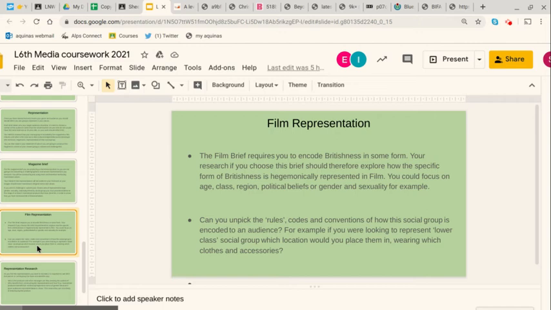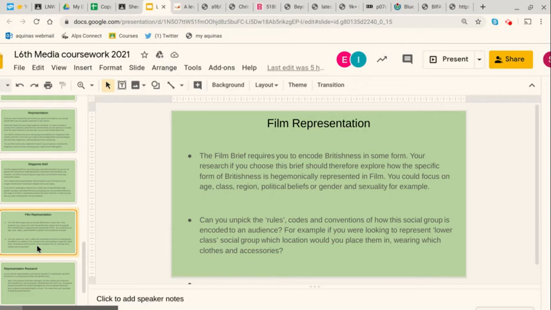You could also do something more like This Is England or Control, where you focus on working class Britishness, or you could go with historical Britishness and look at something like Pride, which is a film that focuses on the LGBT marches and the AIDS epidemic that was just starting up in the early 80s. Can you unpick the rules or those codes and conventions of how this social group is encoded to an audience? So I'm going to show you how to do that in a little bit.